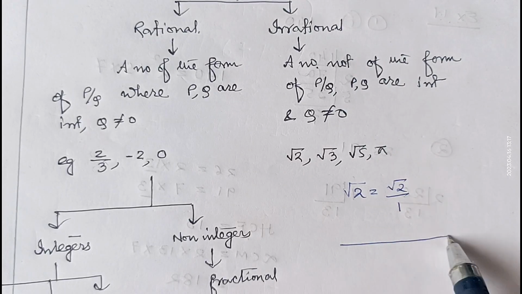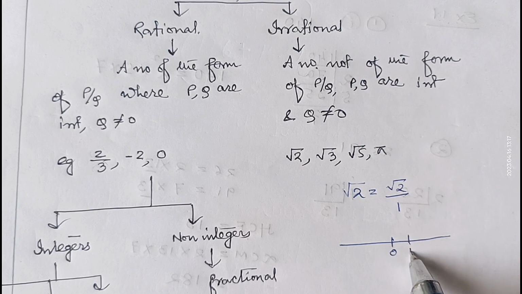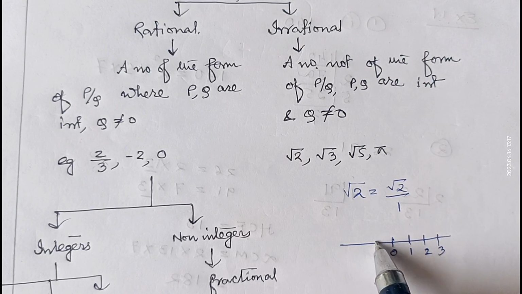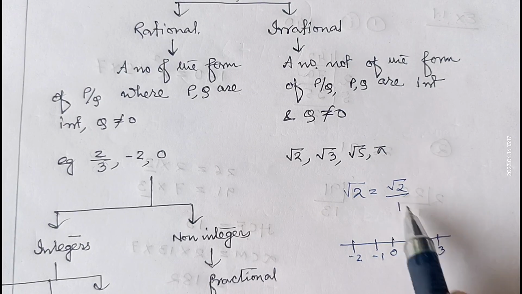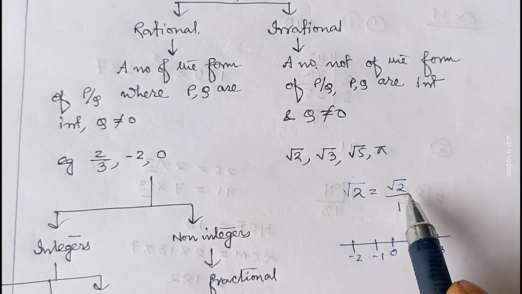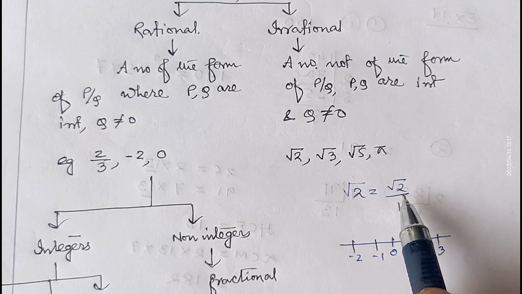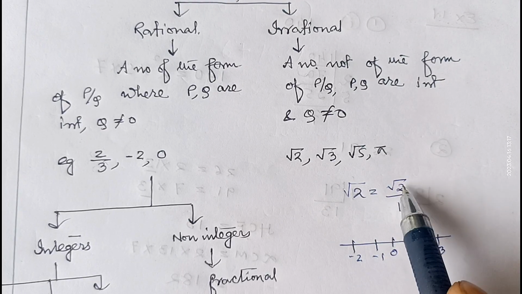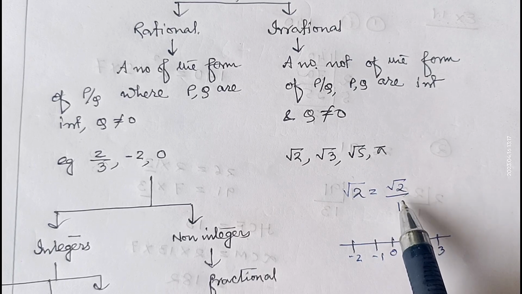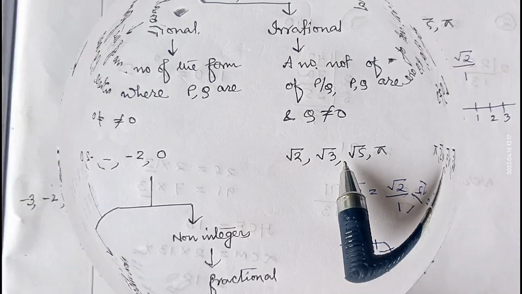इंटीजर किसे कहा जाता है? Suppose ये 0 है, 1, 2, 3, यहाँ पे -1, -2, these are all integers. √2 तो यहाँ पे नहीं है, that means √2 is not an integer. Since √2 cannot be written in the form p by q, where p and q both are integers, so these numbers are irrational numbers.